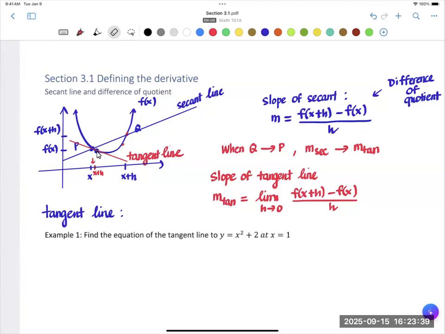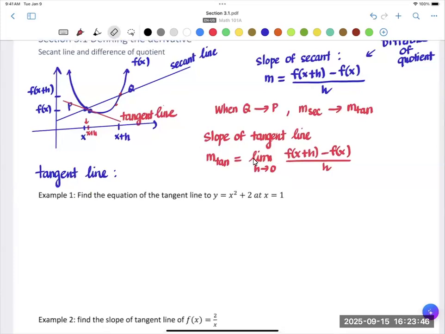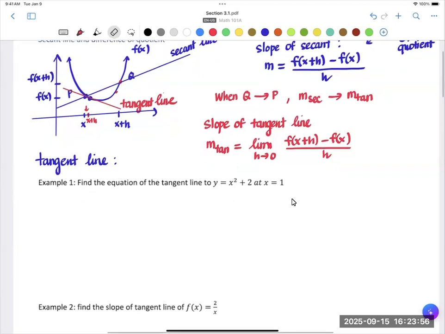Okay, but actually there are two because the other one is getting really close to it. Okay, all right. So we're going to use that idea to find the equation of the tangent line to the function y equals x squared plus 2 at x equals 1. In order to find the equation of the tangent line, the first thing we have to do is find the slope.